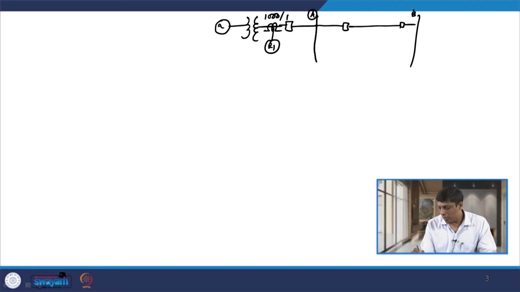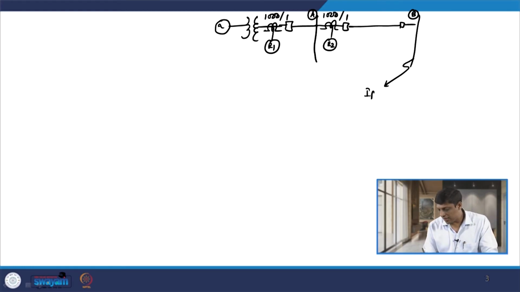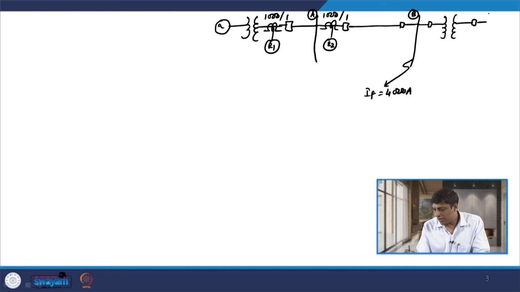So, here this is your bus B, the other relay R2 is connected here, and you have the CT ratio again 1000 by 1. The fault level at this bus is given as 4000 ampere, and you have another transformer here, and with this transformer you have the relay connected on this side, let us say the relay R3, and its CT ratio is also 1000 by 1 ampere.